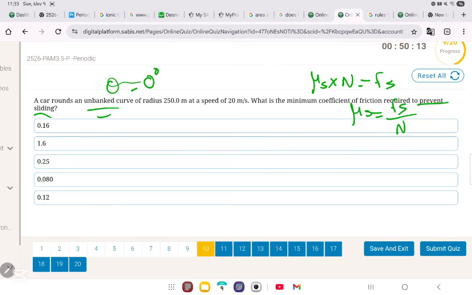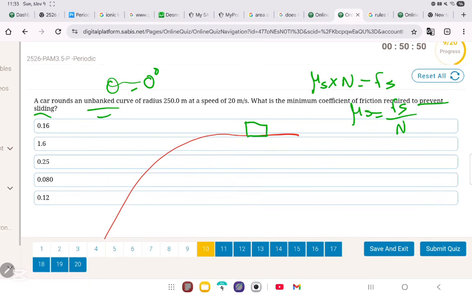Also, what did they mean by unbanked? So it means like this, I believe. So it could look like this. And then I will have my car over here, okay? From my car, what are the two forces I have acting? I have mg, the weight, down, and I have the normal force n.